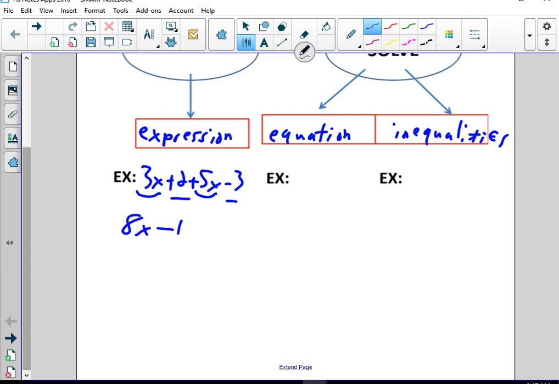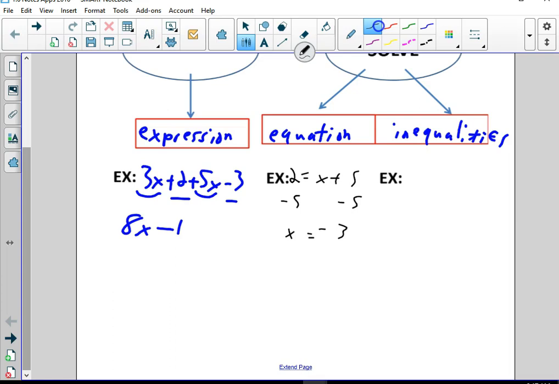Okay. Now, an equation is what we've been doing recently. 2 equals x plus 5. All right, that's an equation because it has an equal sign. So we would just, obviously, it's a very basic one, but x equals negative 3.